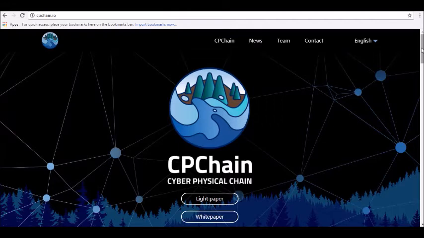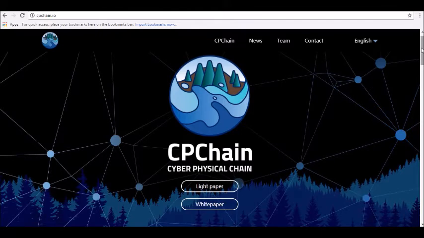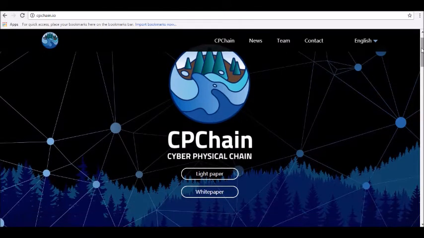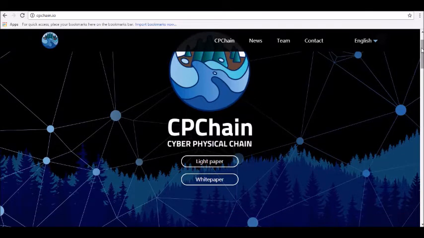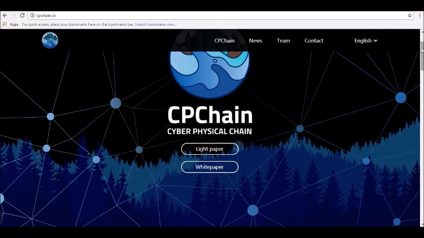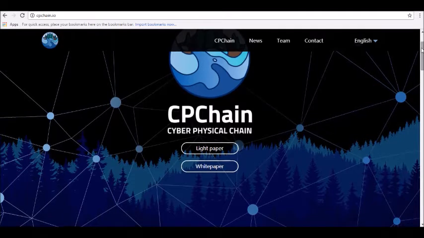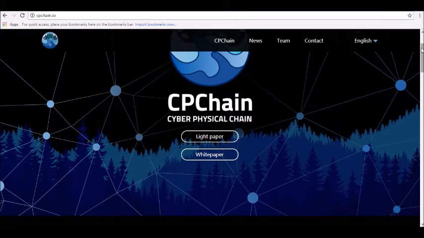CPChain aims to revolutionize the Internet of Things, or IoT, ecosystem in China and abroad, described as the killer tech that the IoT industry has been waiting for. CPChain uses blockchain to improve the usefulness of IoT networks. The term CPChain stands for Cyber Physical Chain. CPChain uses blockchain as a backbone for IoT. Blockchain is used to speed up, scale, improve security, and reduce transaction costs for the IoT industry.